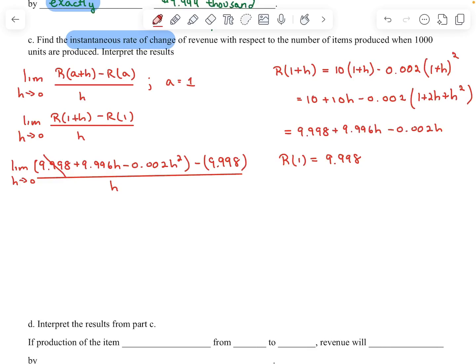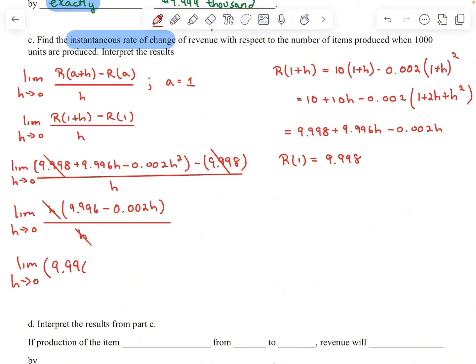Now I'm going to make all of the necessary substitutions. After making the substitutions, you'll notice that the 9.998's zero out, and I'm going to factor an h out of the remaining two terms. Now you'll notice that there's a common factor of h in the numerator and denominator, so I will divide those out. And what we're left with is the limit as h approaches 0 of 9.996 minus 0.002h. And this will equal 9.996.